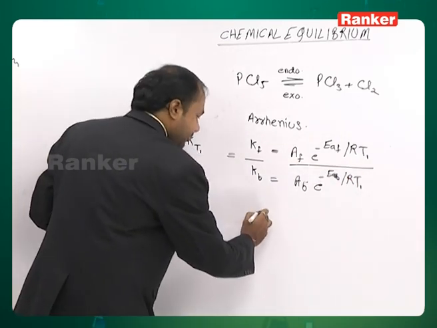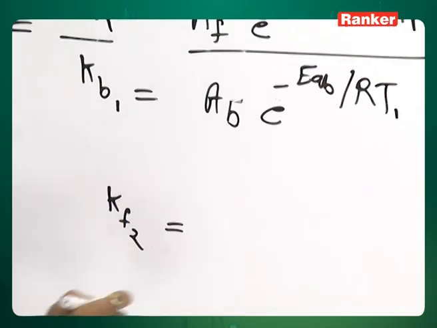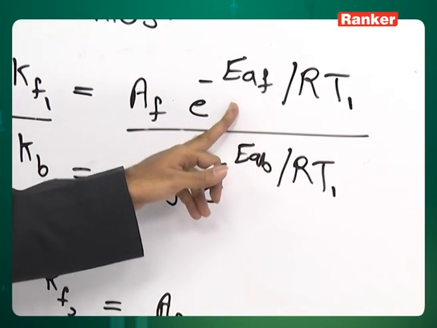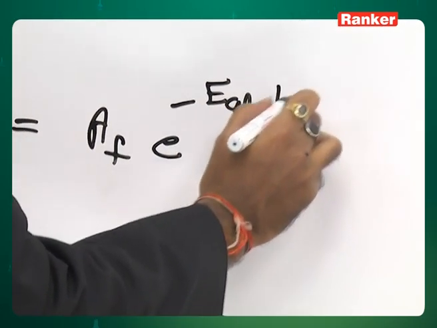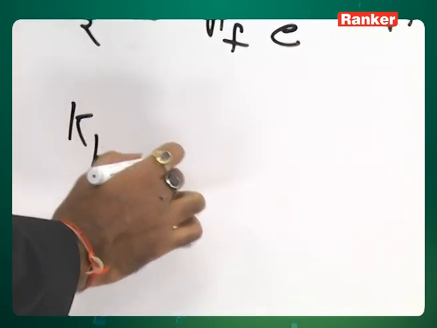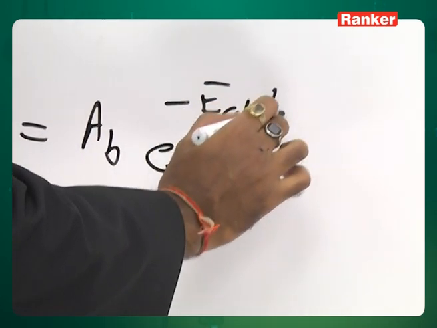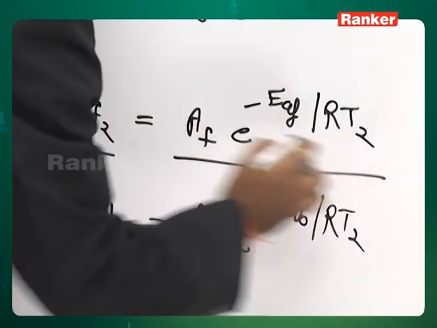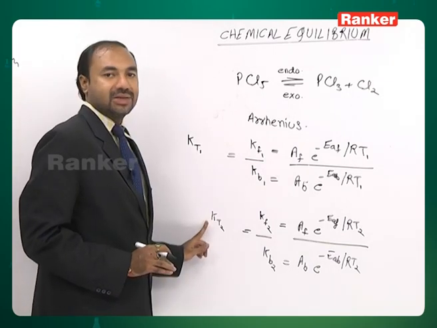Now, we assume these to be Kf1 and Kb1. Kf2 in a similar manner will be equal to Af. Remember, I told you the Arrhenius constants are constant and activation energies remain constant. It becomes Af e to the power minus Eaf by RT2. And Kb2 will be equal to Ab e to the power minus Eab by RT2. Again, this ratio will be equal to KT2, which is the equilibrium constant at temperature T2.